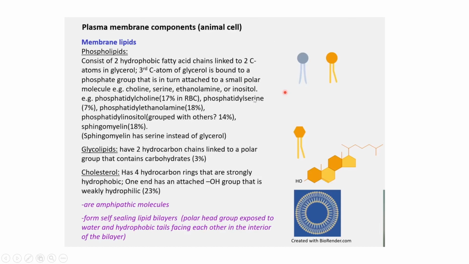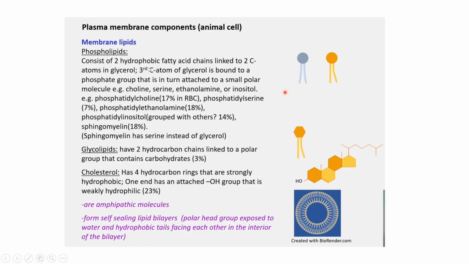The plasma membrane is also made up of lipids basically, and these lipids are called phospholipids. When we talk about the membrane lipids, there are three kinds of lipids: one is phospholipid, another is glycolipids, and the third is cholesterol.